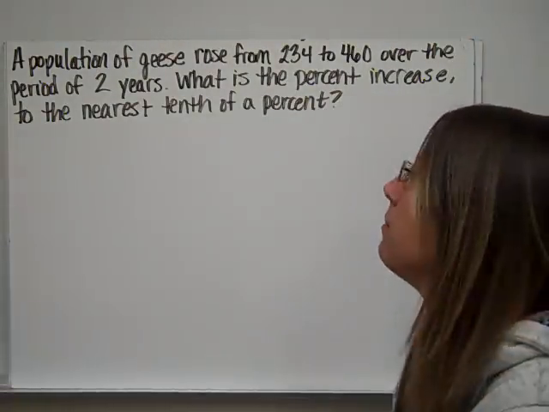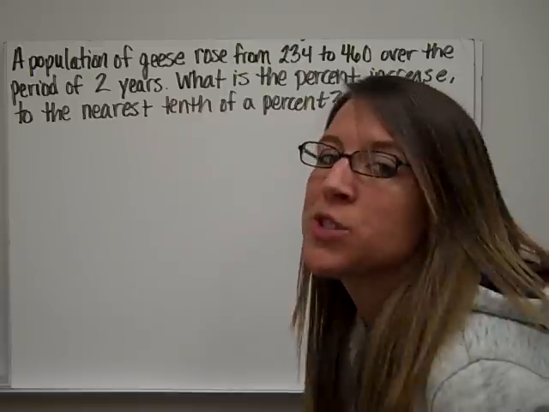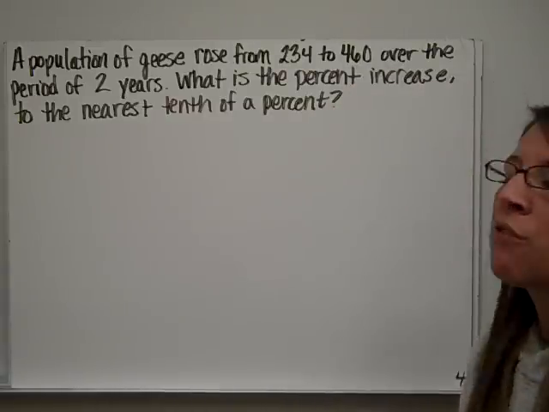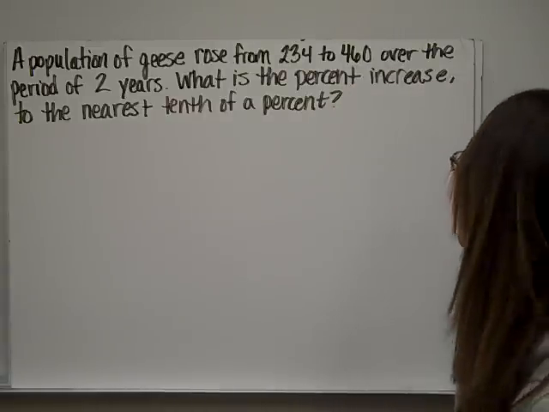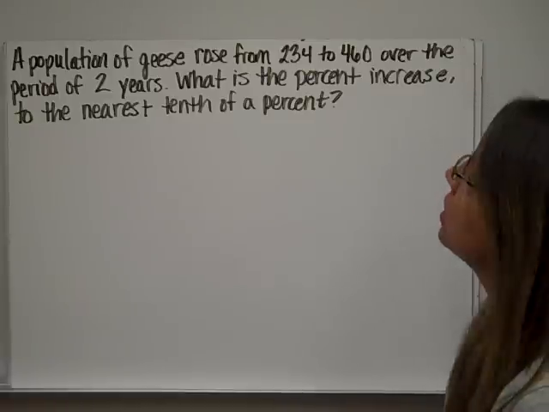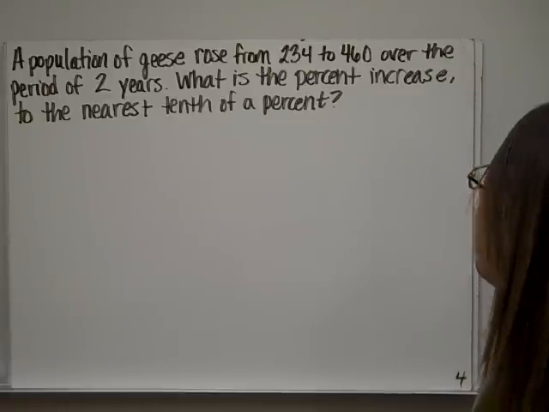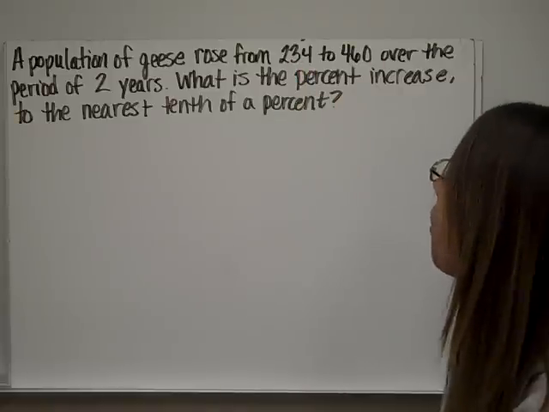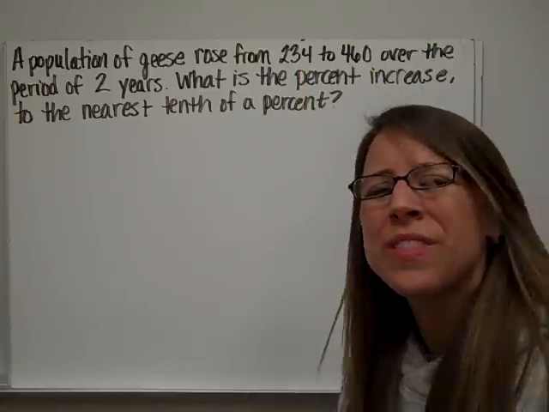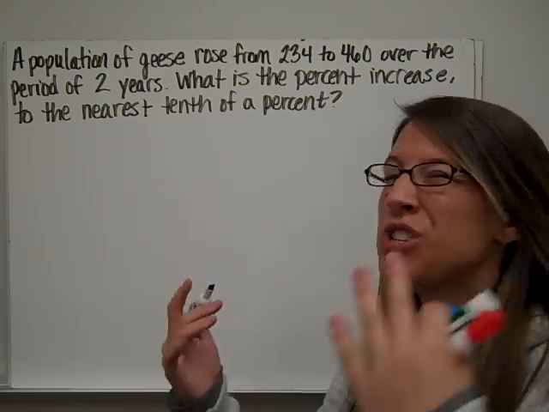Let's try this one now. A population of geese rose from 234 to 460 over the period of 2 years. What is the percent increase to the nearest tenth of a percent? So the geese had a population from 234 to 460. So first I want to know what the difference is. That will be my amount change, right?